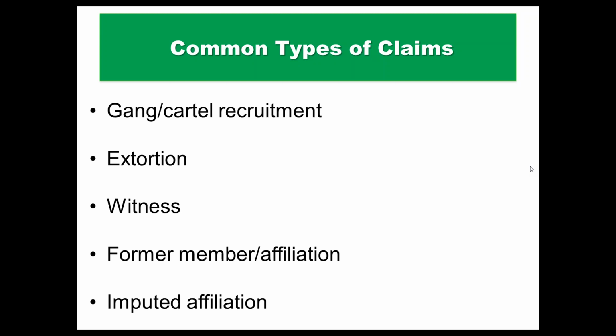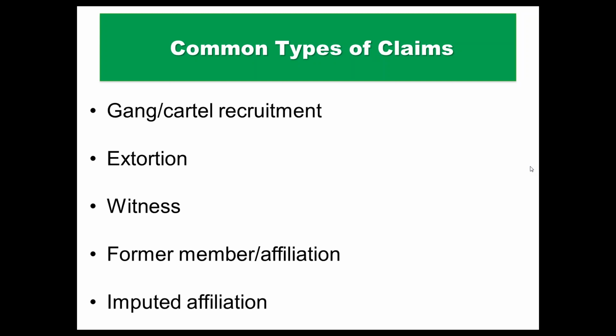Extortion-based claims, so people who have run businesses or people that have lived in communities where there's a war tax or a vacuna or some expected payment from the gang or cartel in order to not be harmed. That's another common line of cases that we see pretty regularly.